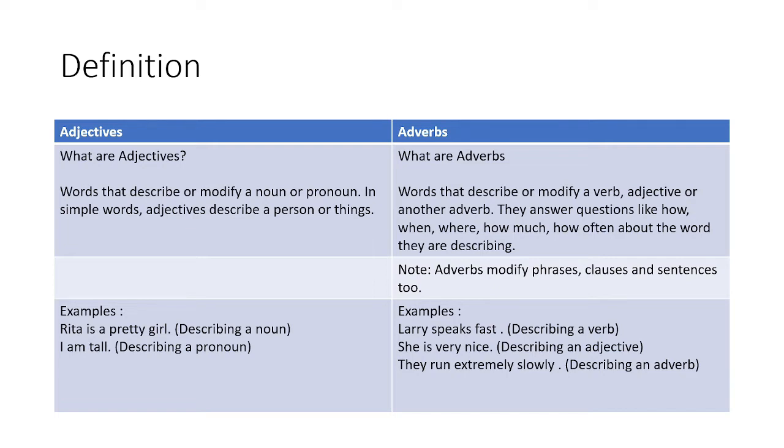Examples: Rally speaks fast. Here, the word fast is describing a verb, speaks. She is very nice. Here, the word very is describing an adjective, nice. They run extremely slowly. Here, the word extremely is actually describing the adverb slowly.